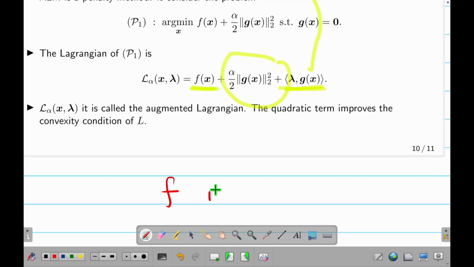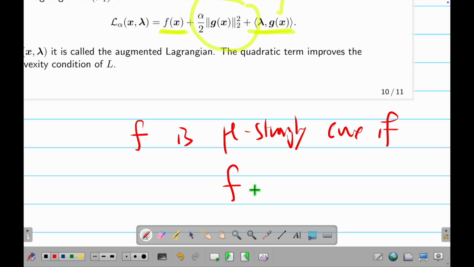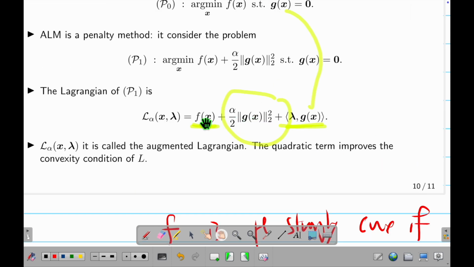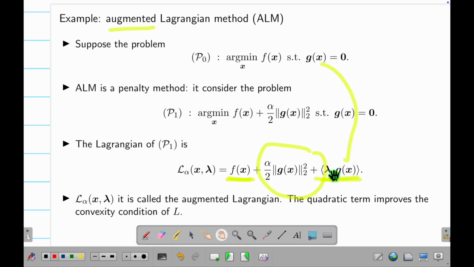Okay, recap. F is mu-strongly convex if F minus a quadratic term is convex. You remember strongly convex and convex? So if my F is mu-strongly convex, it means that subtracting a quadratic term leaves it convex. What I'm doing here is on x, not lambda. This is a linear term, convex. This F, let's say, is convex. Now I add a quadratic term, so this whole thing is now alpha-strongly convex, which means it has only one minimum.